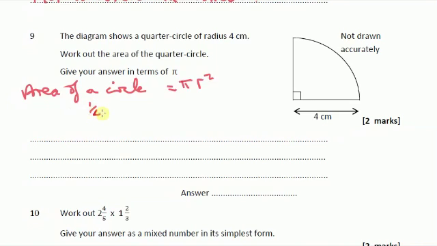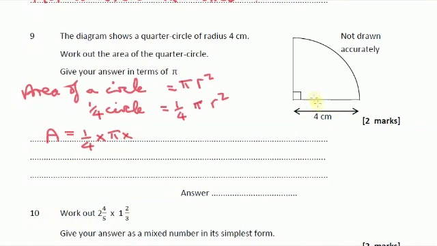So the area of a quarter circle would be a quarter pi r squared. What do we know? We know that the radius, let's write it, a quarter times pi times the radius squared.